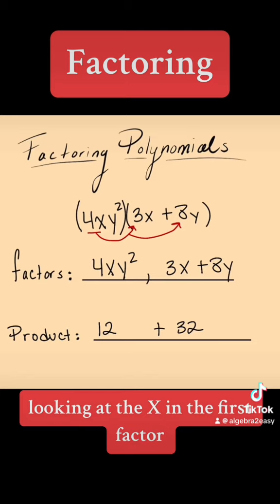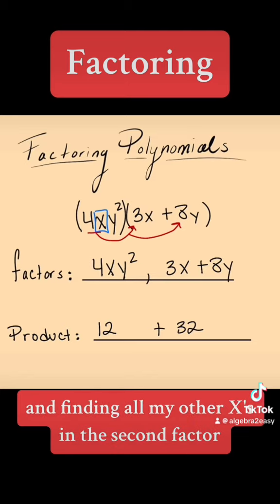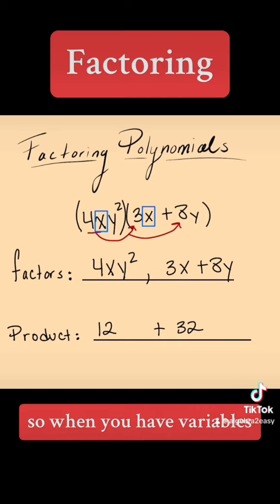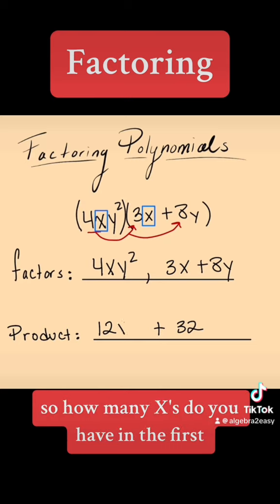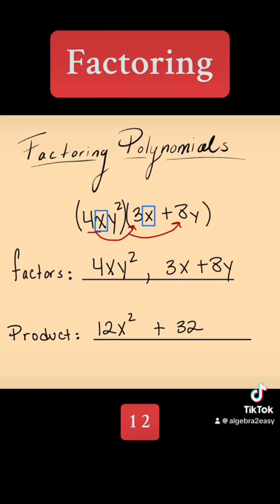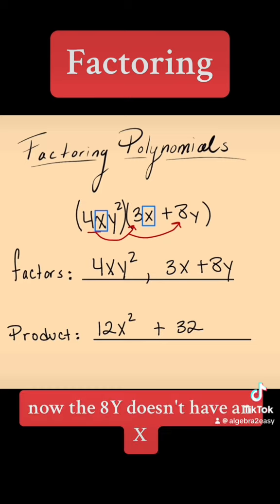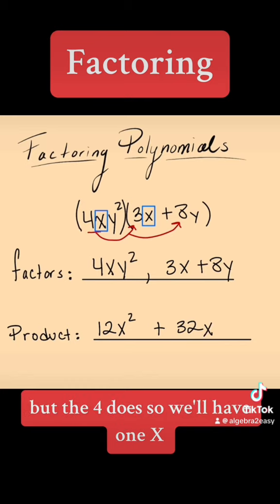Looking at the x in the first factor and finding all my other x's in the second factor. So when you have variables, you actually add the exponents together. So how many x's do you have in the first one? 2. Now the 8y doesn't have an x, but the 4 does, so we'll have 1x.